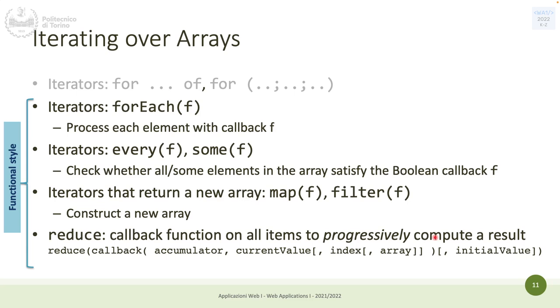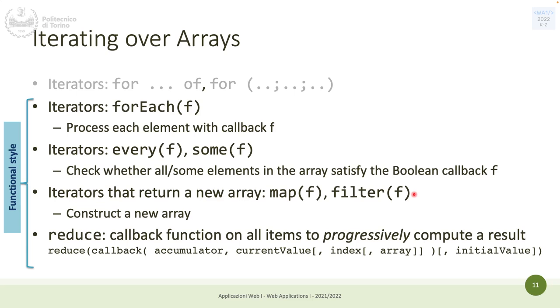And we're going to see all of them after the break. These are the functional methods for iterating over arrays in JavaScript. Filter, we already have an example with filter here. But there are others. There are iterators. So forEach is the functional version of the for cycle, let's say. It processes each element with a given callback, that is f. Then there are other iterators, every and some. They check whether all or some elements in the array satisfy a condition. That is a Boolean condition, passed as a callback, that is f. Then we have iterators that return a new array, like filter. You filter the collection and return only the right results, the results that you want, and also map.